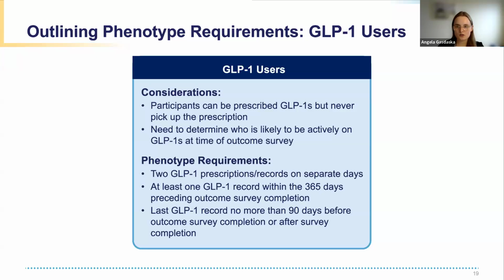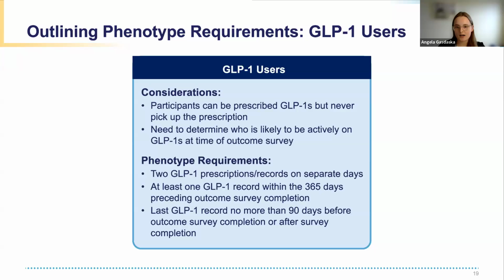And then for our research question in particular, we actually need to identify who is actively on GLP-1s at a specific point in time, which is the point at which they took the alcohol use survey. So keeping that in mind, our requirements for this phenotype was first to have at least 2 GLP-1 records on separate days.